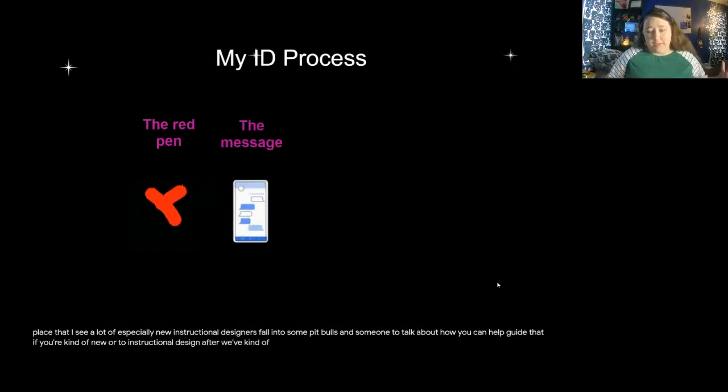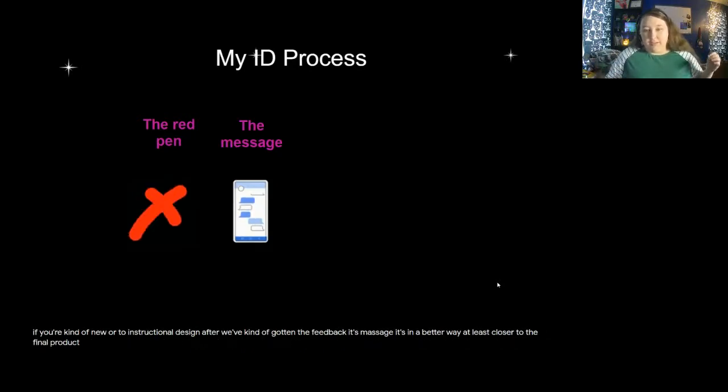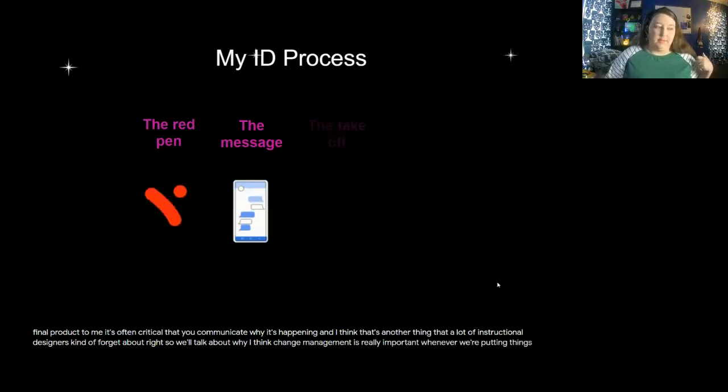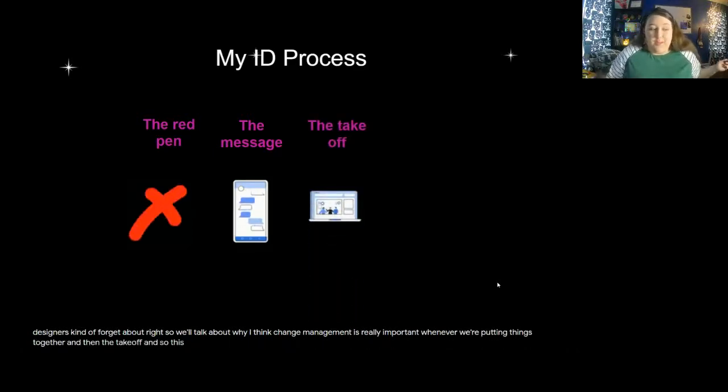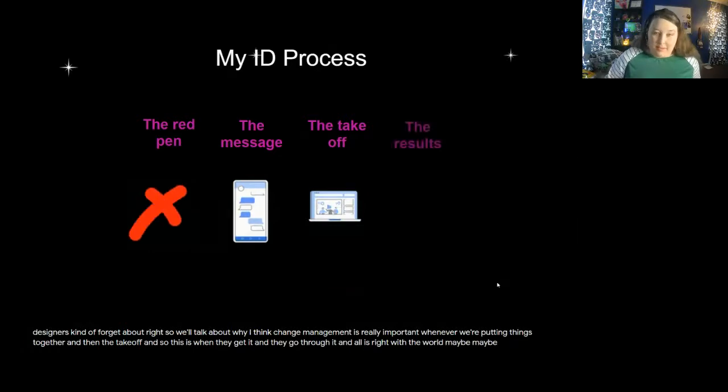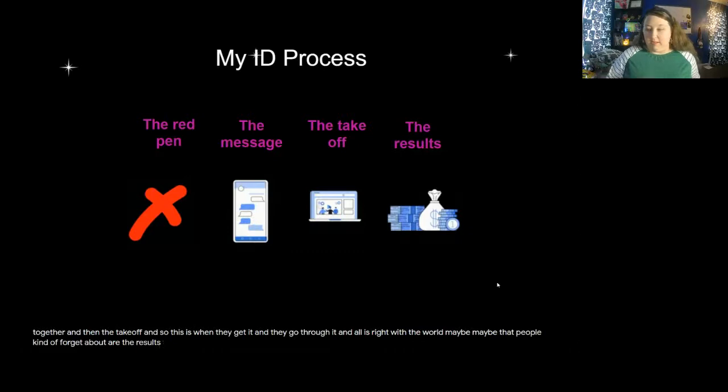And then the message. After we've gotten the feedback, it's massaged, it's in a better way, at least closer to the final product. To me, it's often critical that you communicate why it's happening. And I think that's another thing that a lot of instructional designers forget about, right? So we'll talk about why I think change management is really important whenever we're putting things together. And then the takeoff. And so this is when they get it and they go through it and all is right with the world, maybe, maybe not. Because another thing I think that people forget about are the results, the evaluation part. So now I can say that is my entire process.